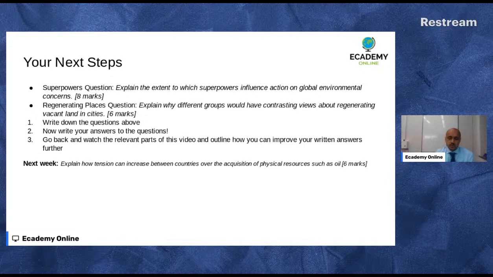You need to write this question down, everyone. All right. So explain how tension can increase between countries over the acquisition of physical resources such as oil. Okay. So a 6-mark question for you to have a look at. We will also look at a shaping places question again next week. So be prepared for that too. I'll just give you 30 seconds to get that down, and then we're going to move on.